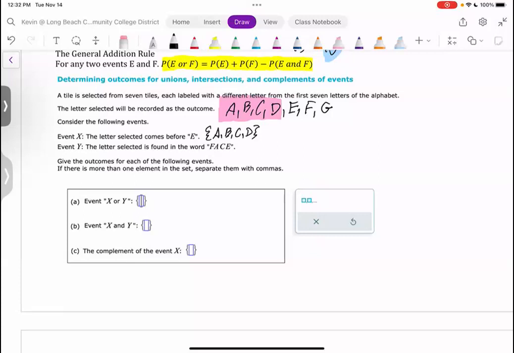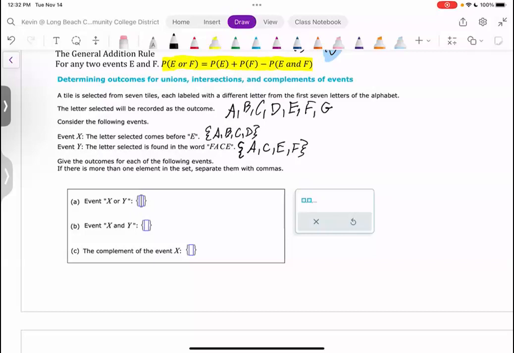Event Y is the letter selected is found in the word face. Now I'm going to rearrange the letters and put them in alphabetical order. All right. So we're going to go to part A.